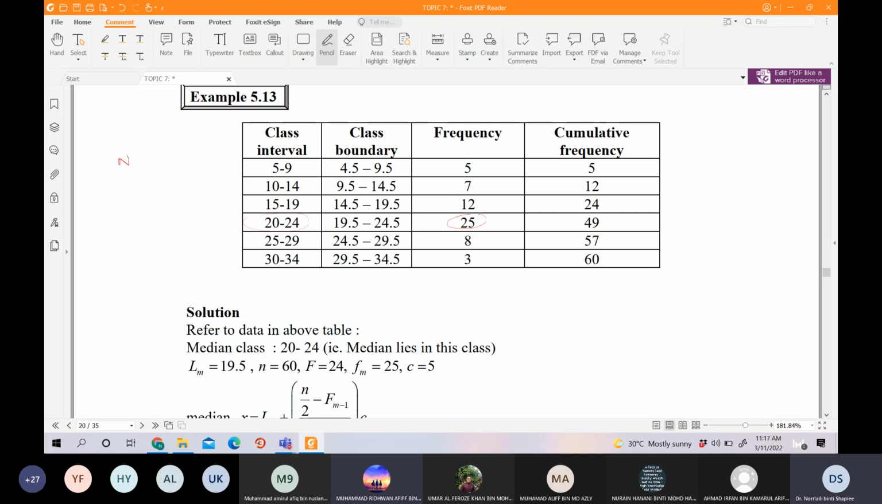N plus 1 multiply by 2/4. Kan? Sebab kuartil kita tahu ada 4 interval, right? So 4 ada 4. 2 refer kepada Q2. So N kita berapa? N kita 60. So 60 plus 1 multiply by 2 divide by 4.